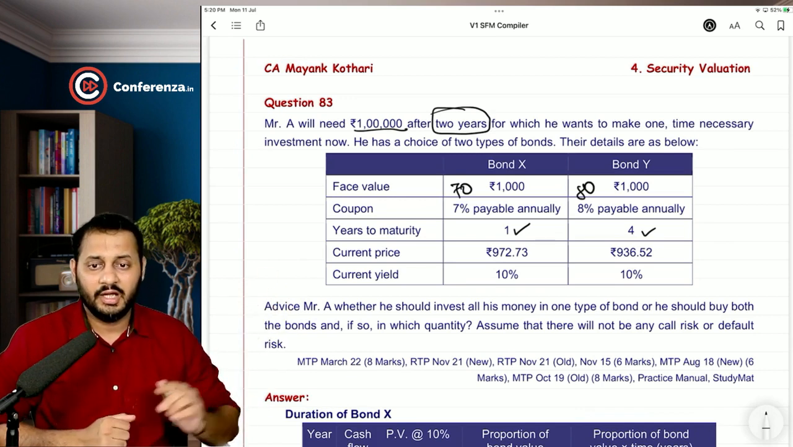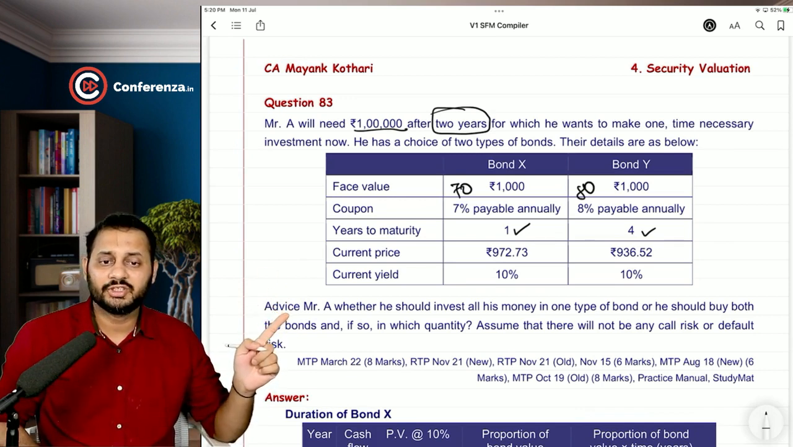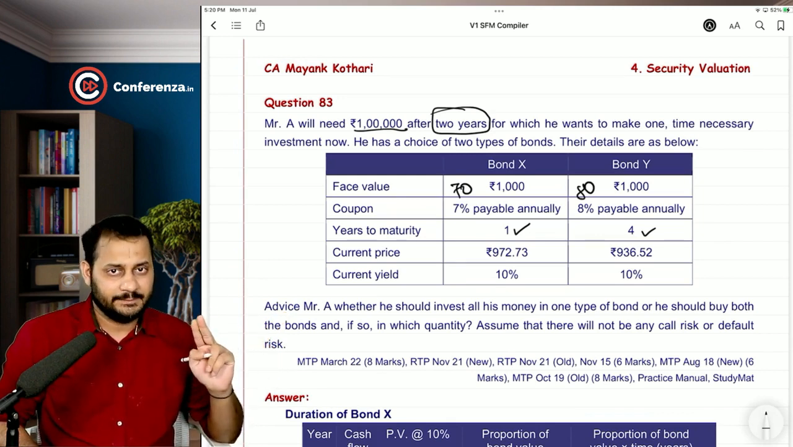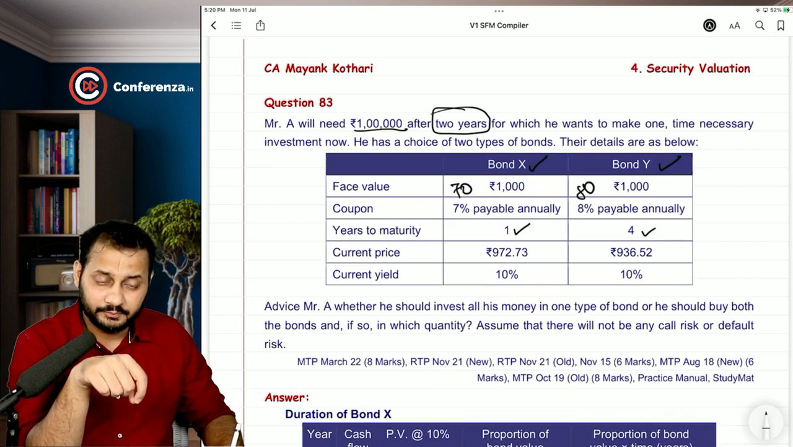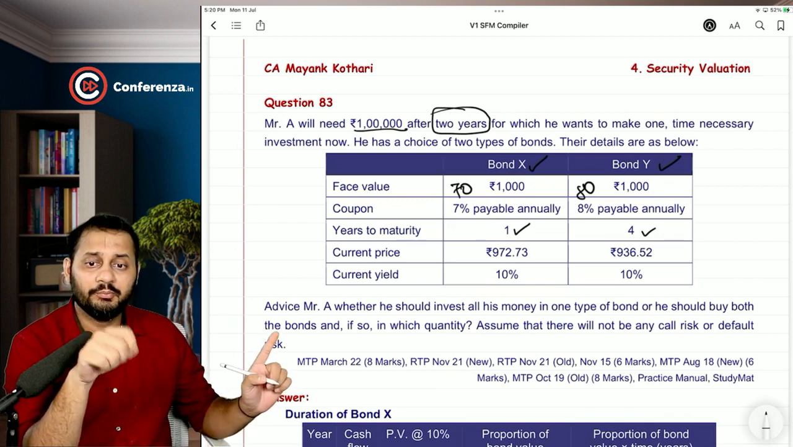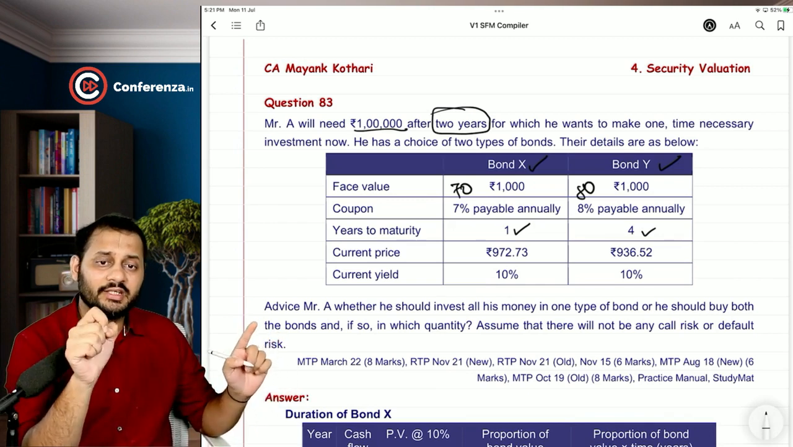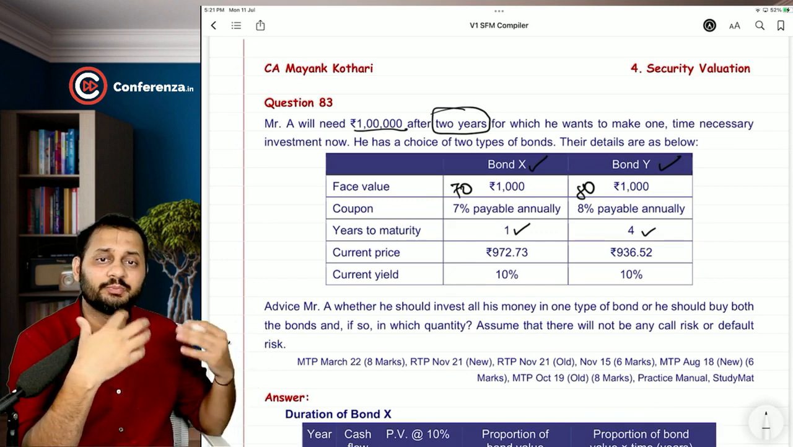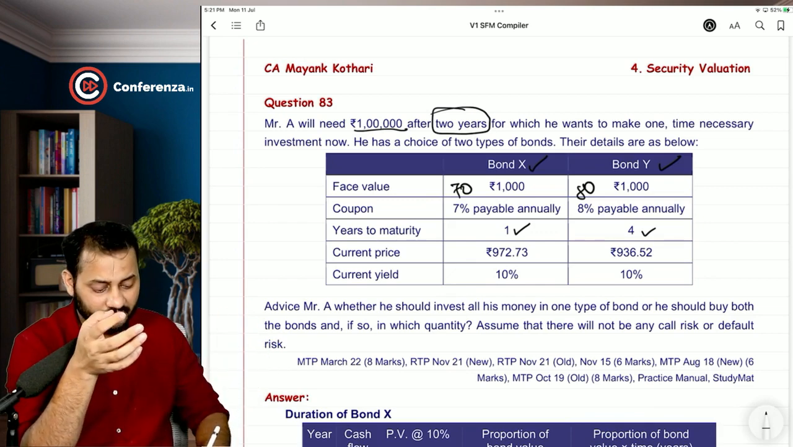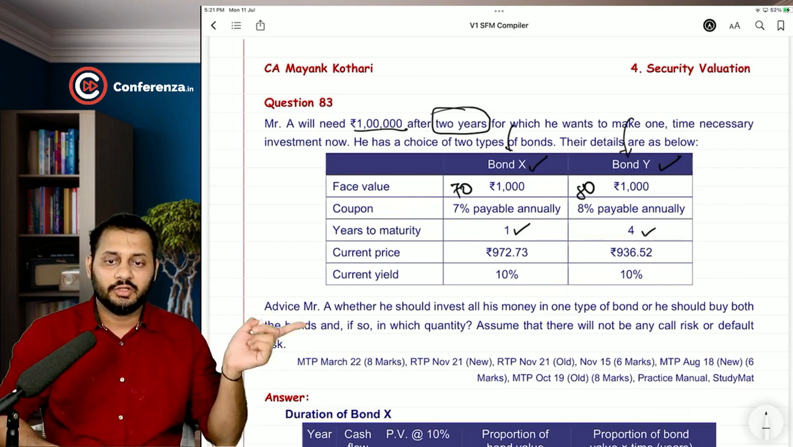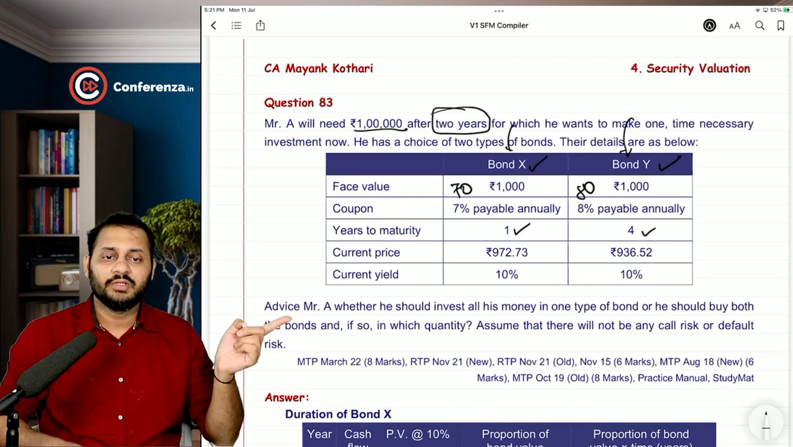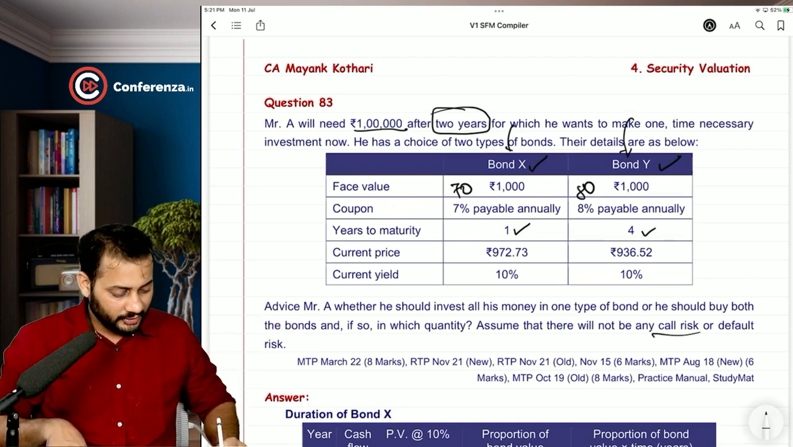That's very good. Advise Mr. A whether he should invest all his money in one type of the bond. There are two things. Should you invest all your money in bond X or bond Y? Or he should buy both the bonds. And if you are saying that he should buy both the bonds, how much percentage of his total wealth should be invested in bond X and bond Y? If so, in which quantity? Assume that there will not be any call risk or default risk.